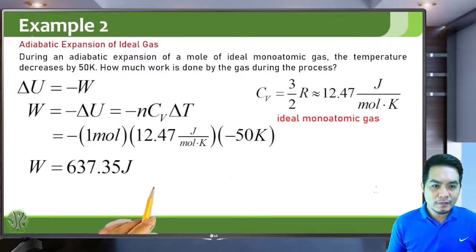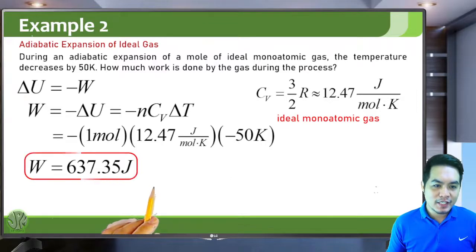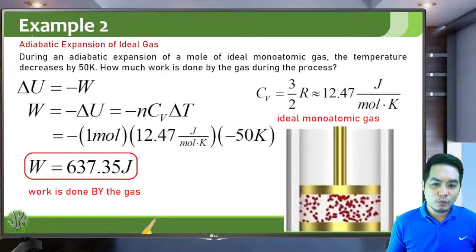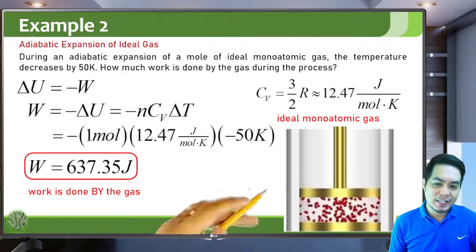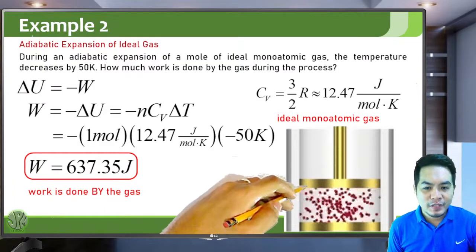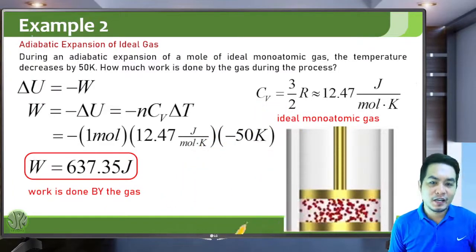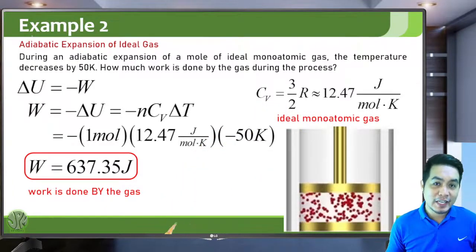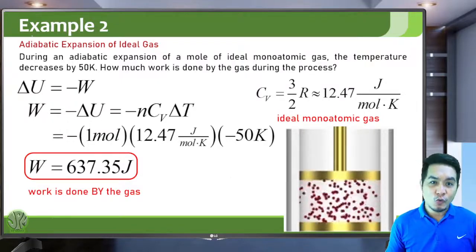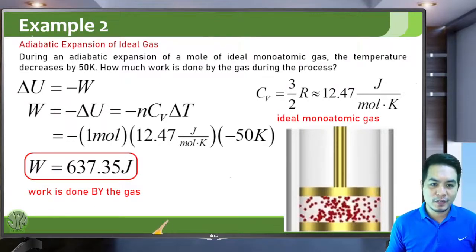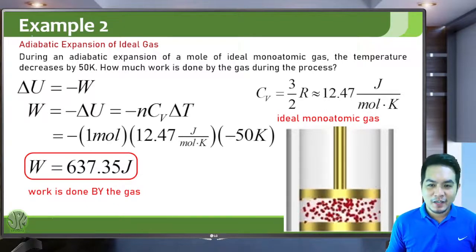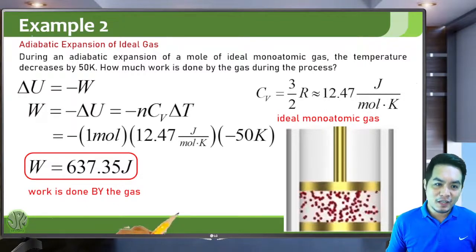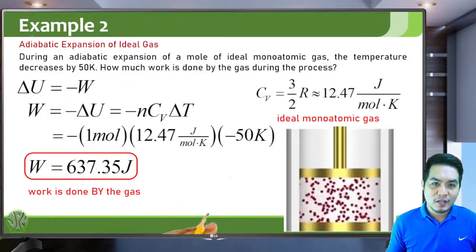So the work done by the gas in this process is positive. The gas is the one doing the work because the gas here is adiabatically expanding. It's actually the one lifting the piston up in this picture. So the work done by the gas is positive, meaning the gas is the one doing the work. Okay, so make sure to take note of all the signs of the work and heat when you are dealing with problems in thermodynamics.